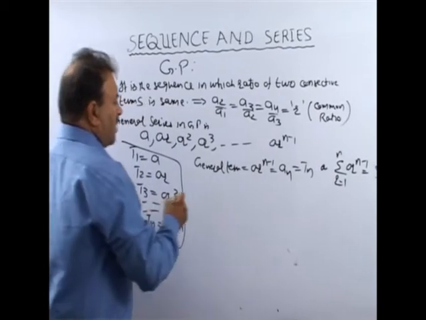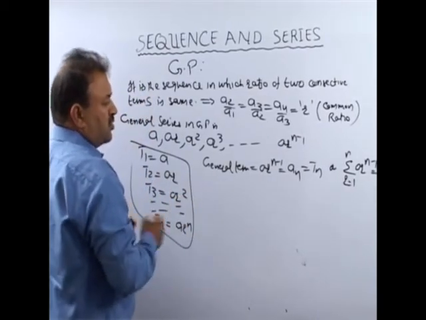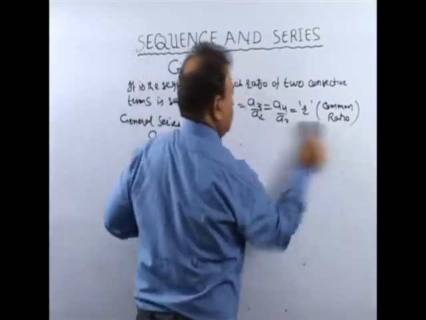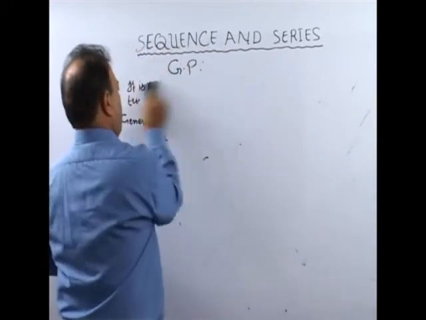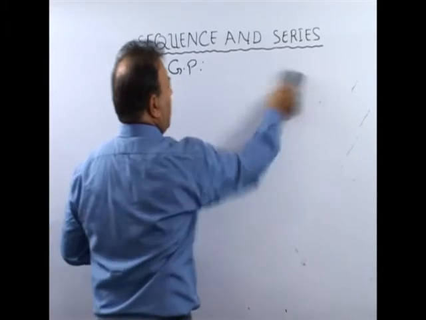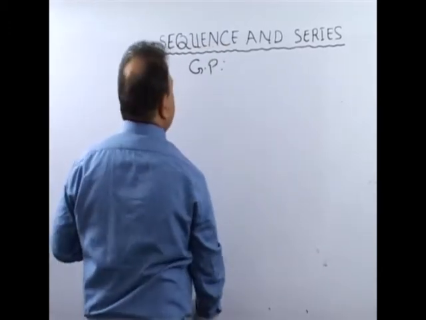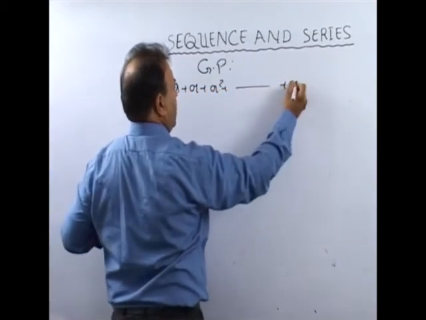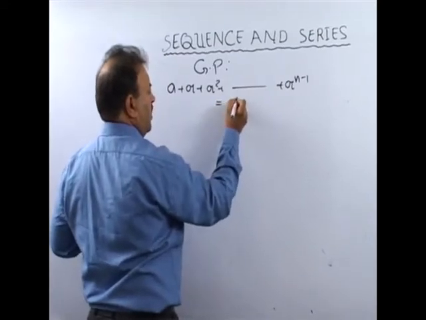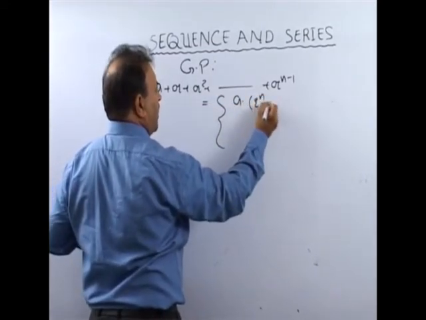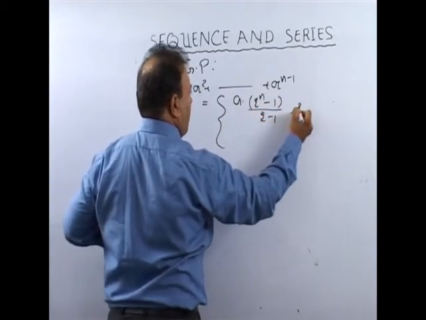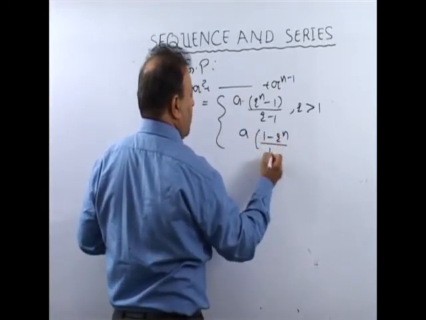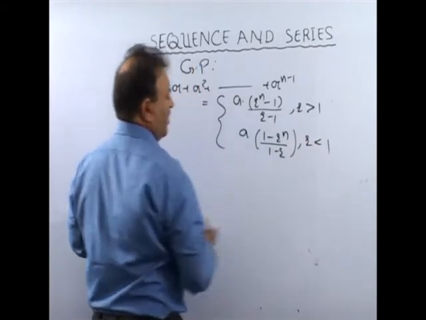Now we are coming to the sum of n terms of a GP. What is the formula for the sum? The direct formula we use: A plus AR plus AR square up to AR n minus 1 is A into R to the power n minus 1 upon R minus 1 if R is greater than 1, and A into 1 minus R to the power n upon 1 minus R if R is less than 1.